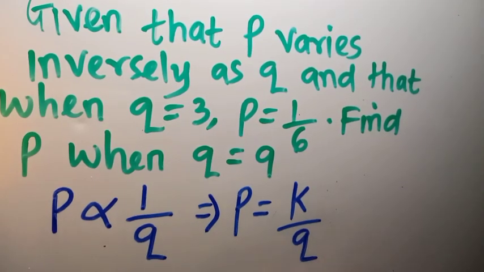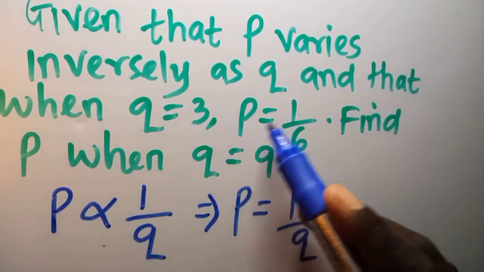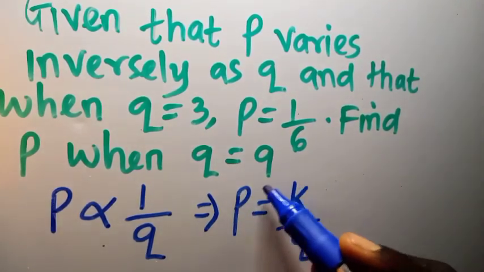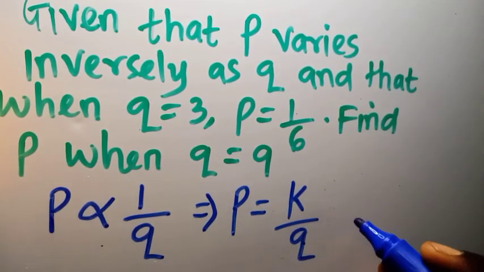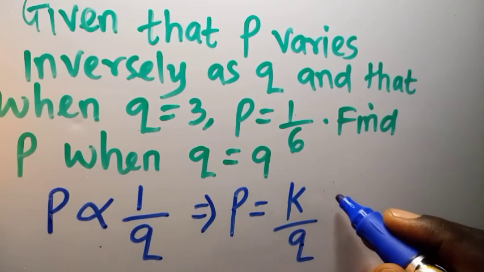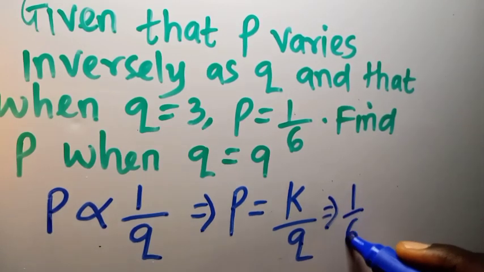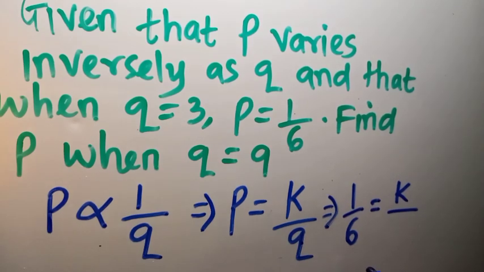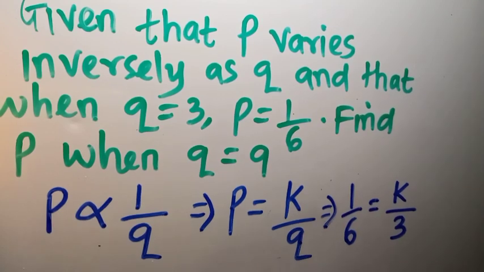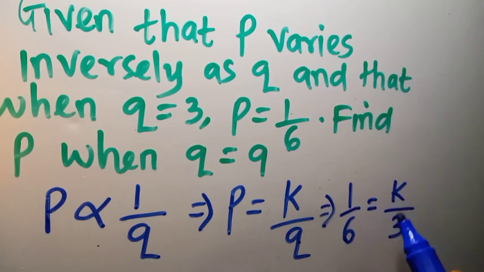Now, they say that when Q equals 3, P equals 1 over 6. In this case, we shall substitute Q with 3 and P with 1 over 6 in the equation connecting P and Q. This implies that 1 over 6 equals K, which is a constant we need to find out, then Q, which is 3. I want to remain with K alone; I want to know the value of K.